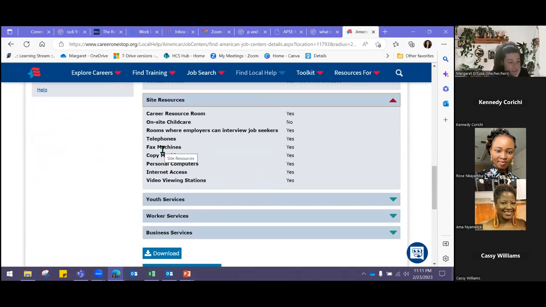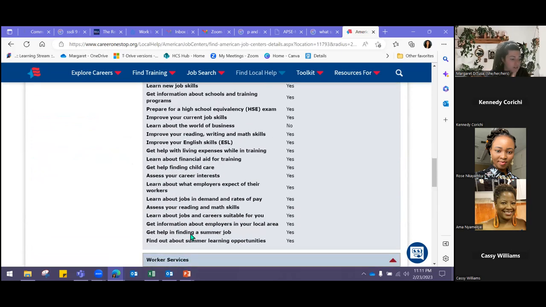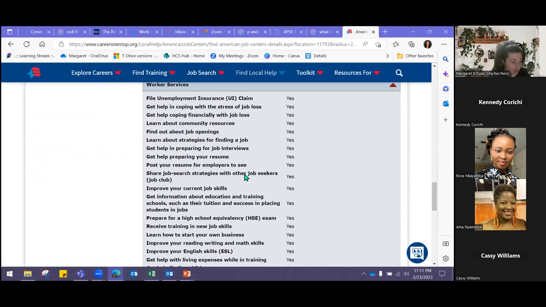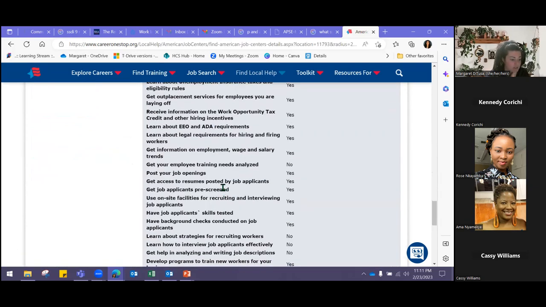So they have fax machines people can use. They have telephones people can use, copy machines people can use. You can go and use a computer to do your resume or to apply for jobs. People can come here and use these things. They just have to register. And then they have youth services, worker services, so like unemployment claims, preparing for job interviews, like all this stuff they have, so many things, and then business services.